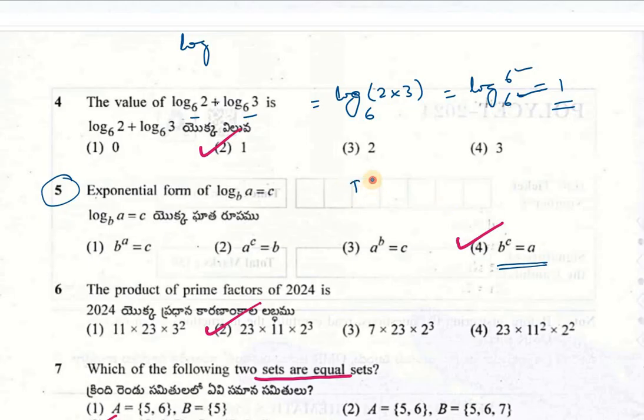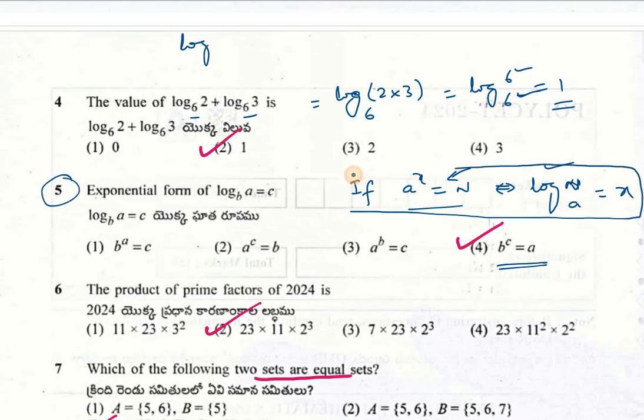It may be asked in another way. In the 10th class textbook, it is given like this: if a power x is equal to n, this is the same as log n to base a is equal to x. Either this may be asked in the exam, you have to write this part, or if this is given, then you have to write the other part. So you have to remember this complete formula.